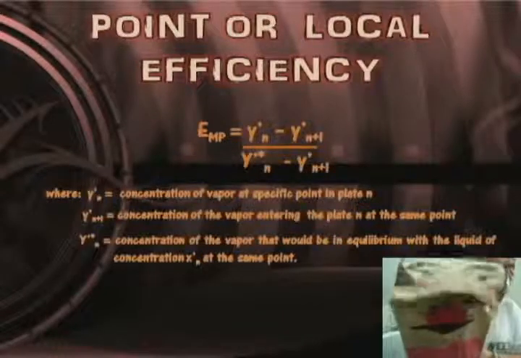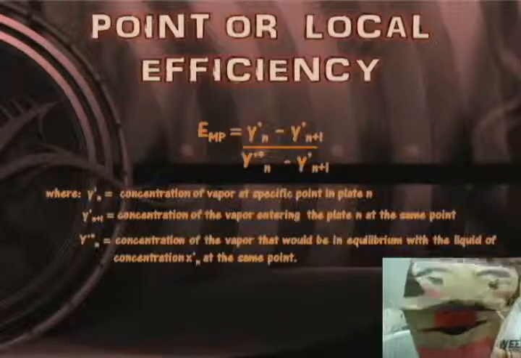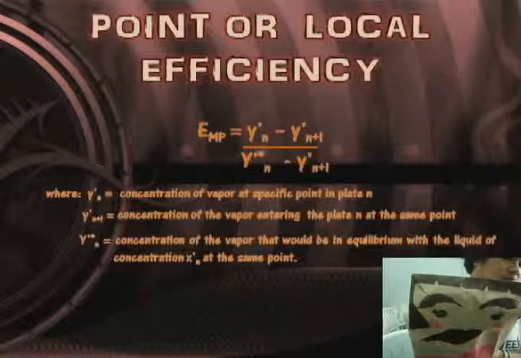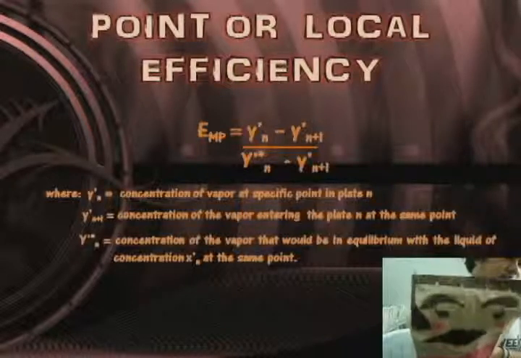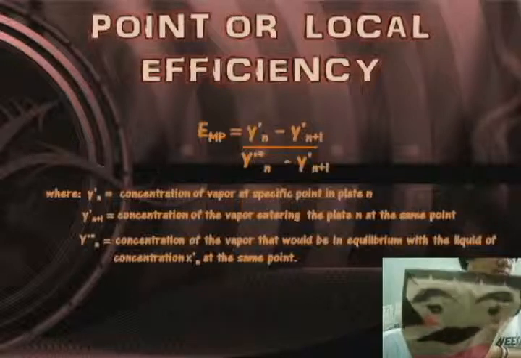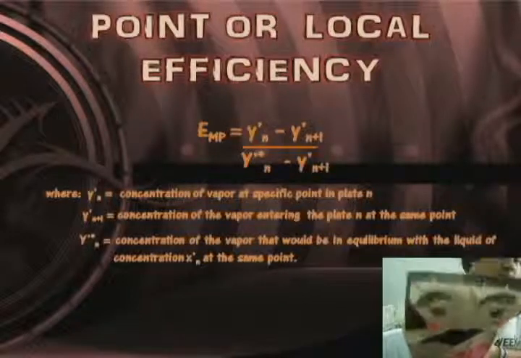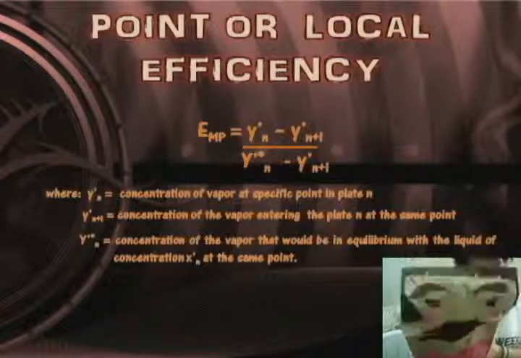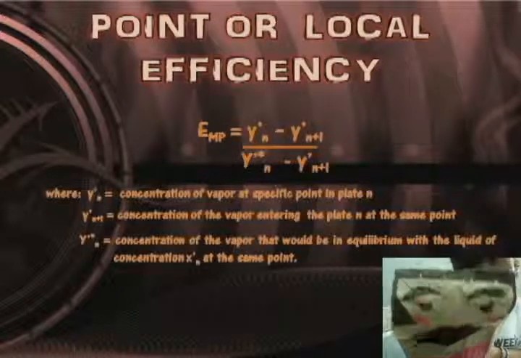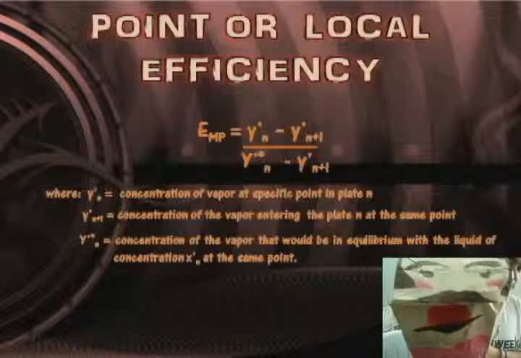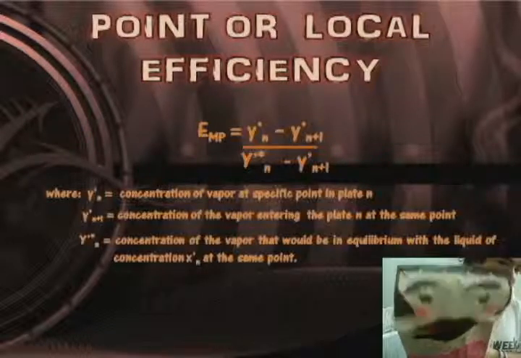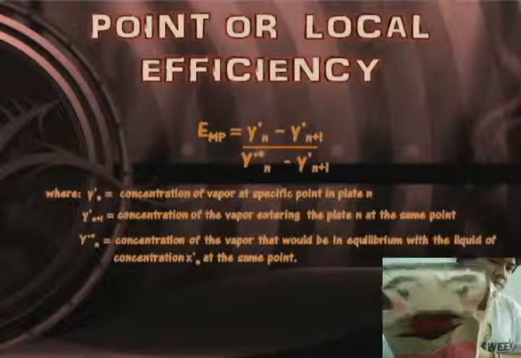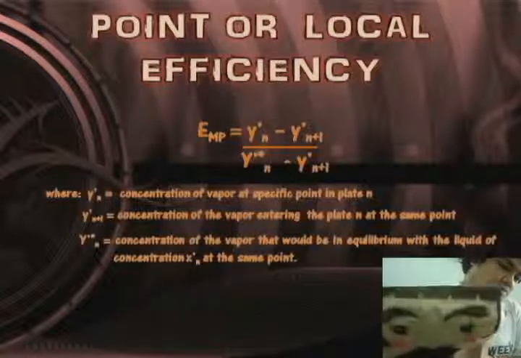The point or local efficiency, or E sub MP. E sub MP is equal to y sub n prime minus y sub n plus 1 prime over y sub n star prime minus y sub n plus 1 prime, where y sub n prime is equal to the concentration of the vapor at a specific point in plate n. Y sub n plus 1 prime is the concentration of the vapor entering the plate at the same point. Y sub n star prime is the concentration of the vapor that would be in equilibrium with the liquid of concentration x sub n prime at the same point.